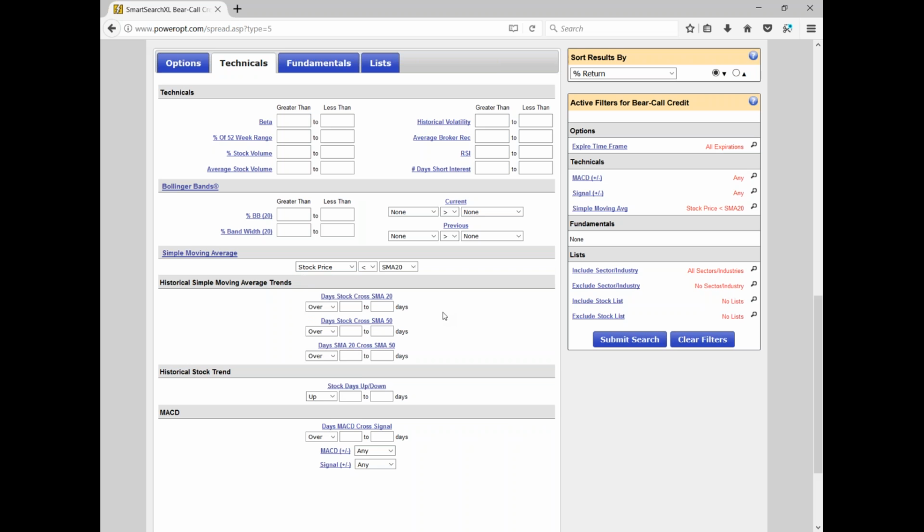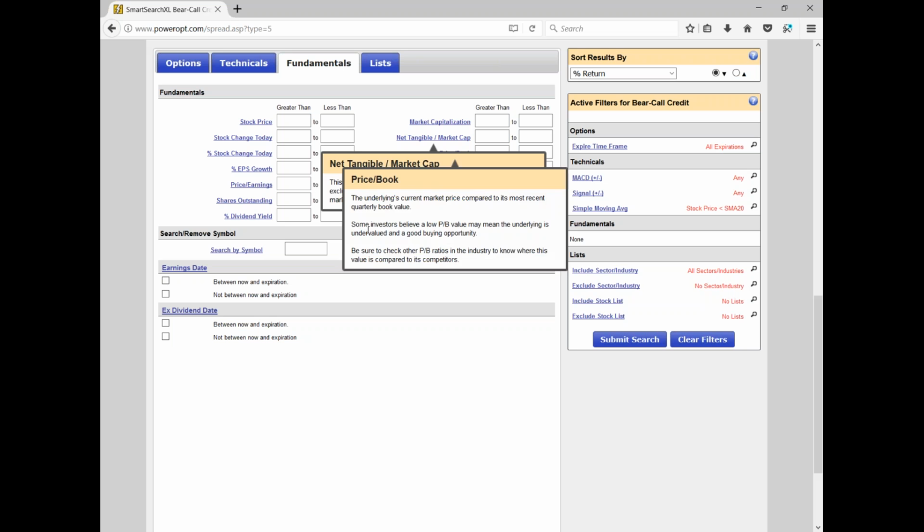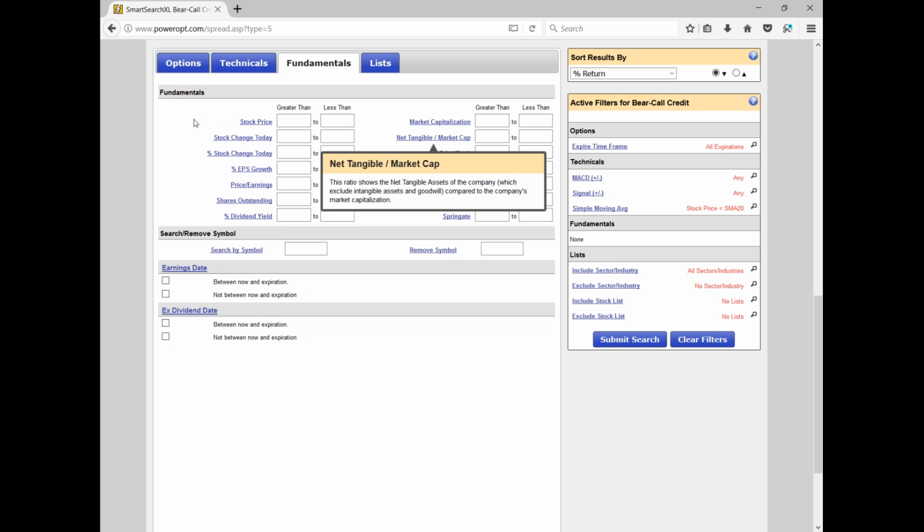What else did I need to do? I wanted to avoid earnings. So we're just going to the fundamentals field. We're not going to set anything for stock price or market cap or anything along those lines. We're simply going to check the box to avoid earnings between now and expiration. Well, we're doing a credit spread. What else do we know?